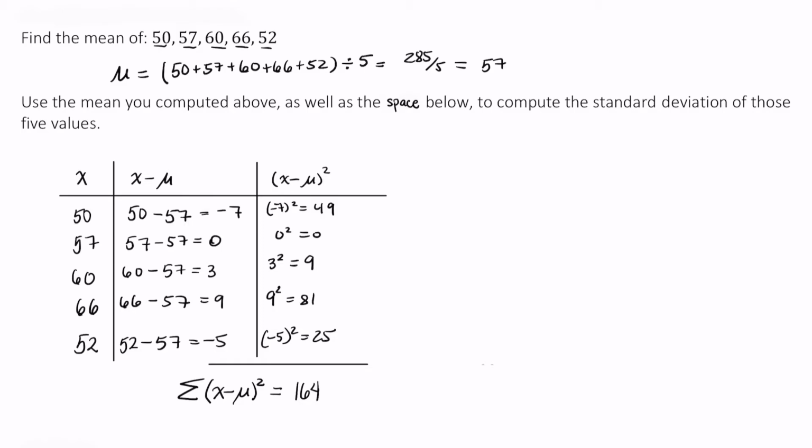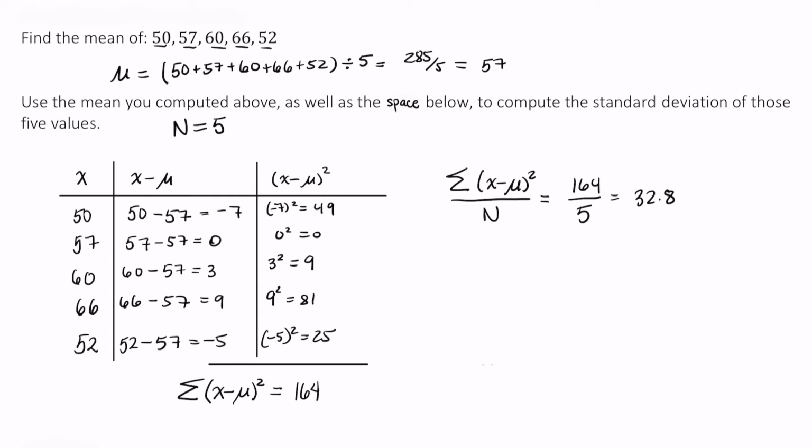So to finish this computation, I'm going to divide this entire sum by the number of values we have in our data. And in this case, n equals 5. We have 5 values. And what does that equal? Well, this is 164 divided by 5. And that's 32.8.